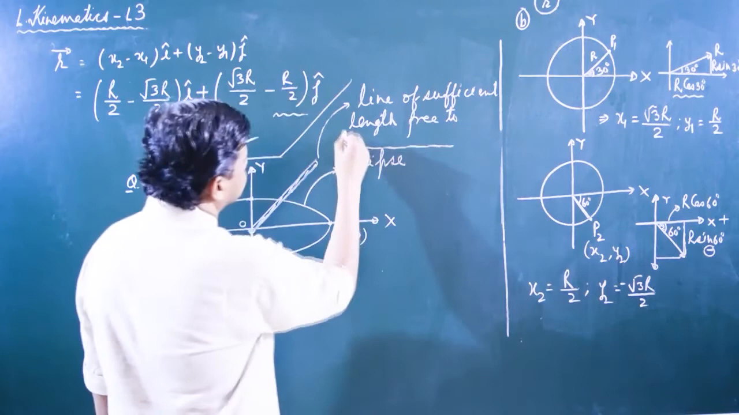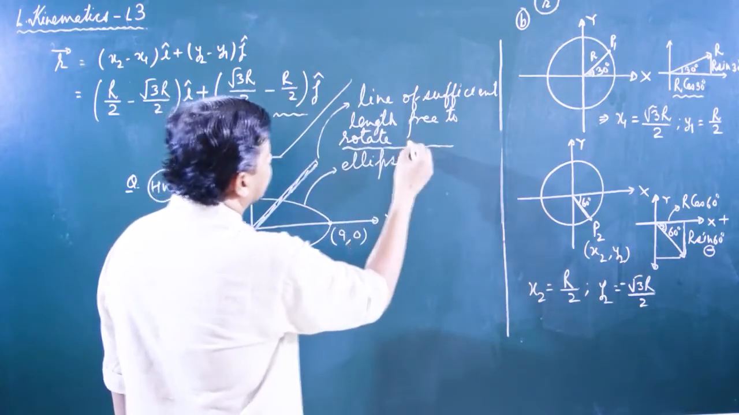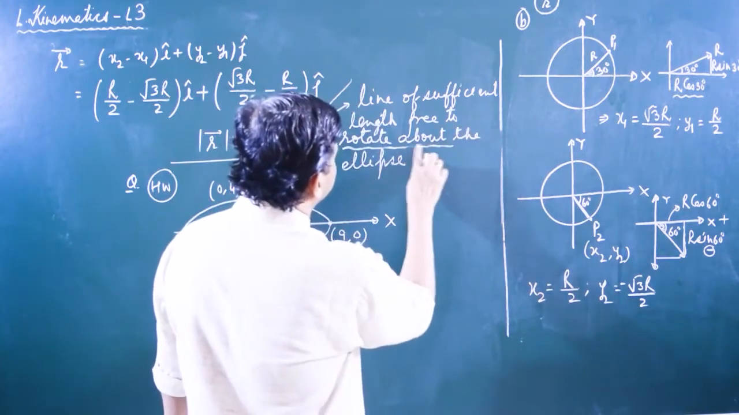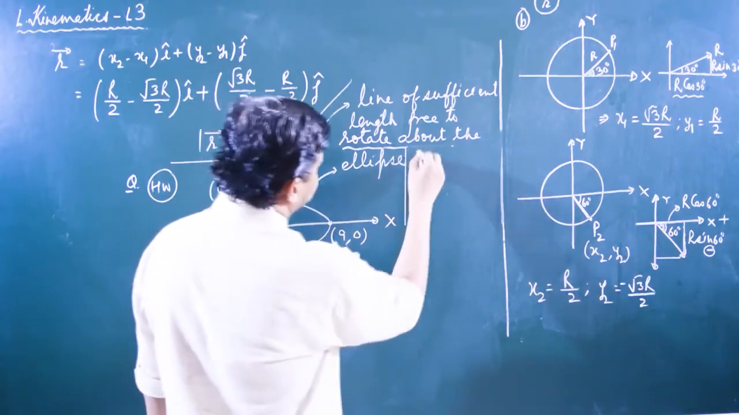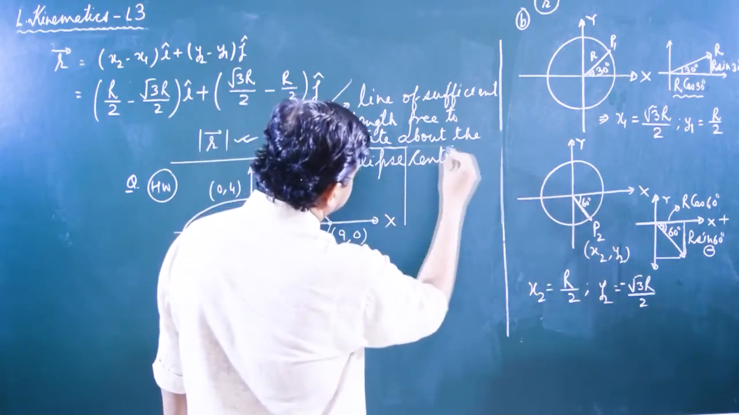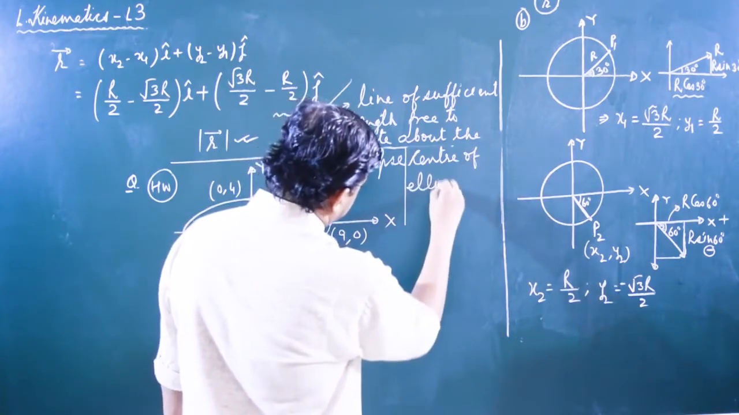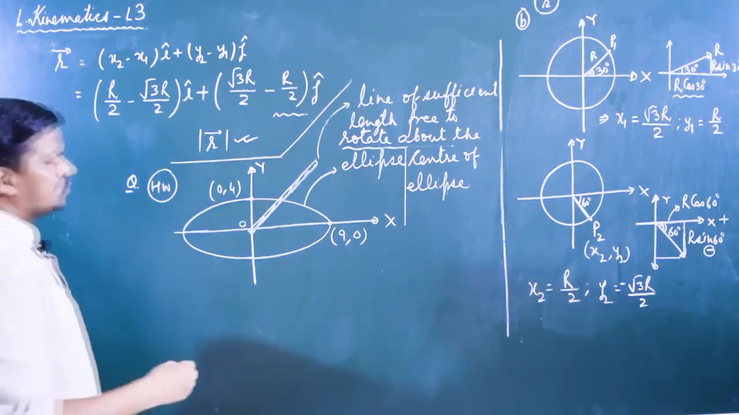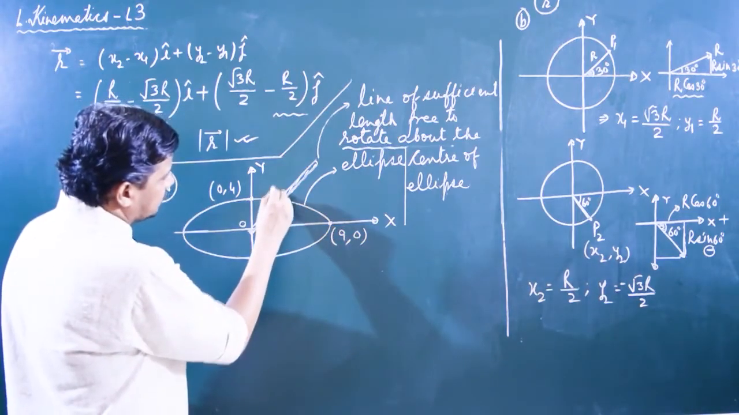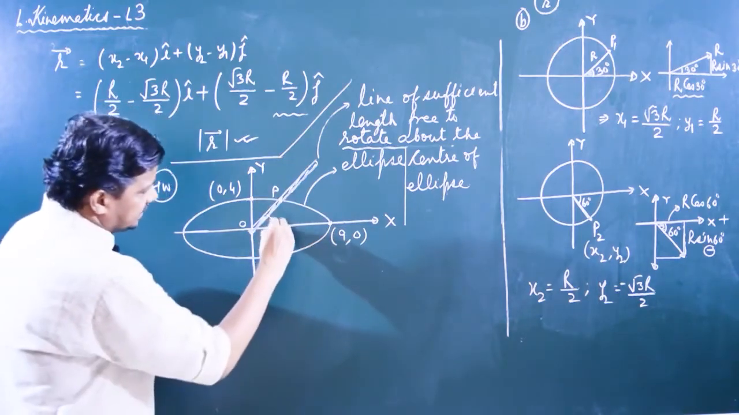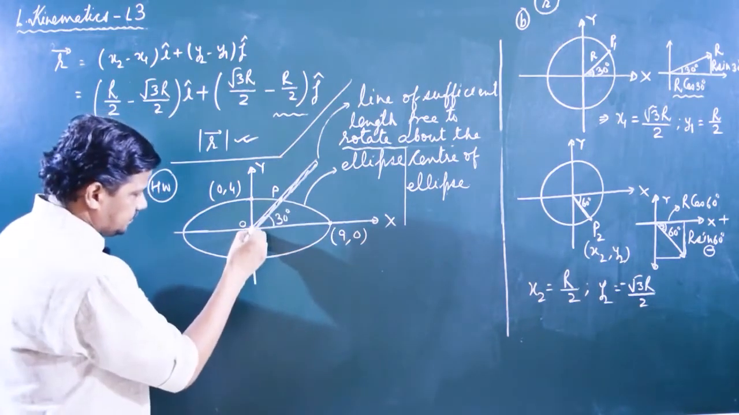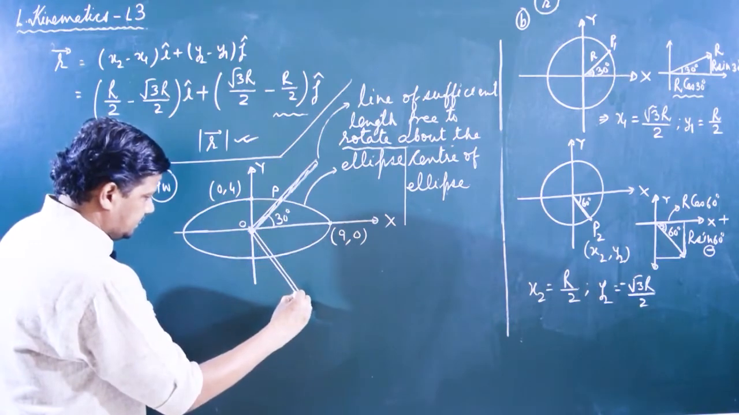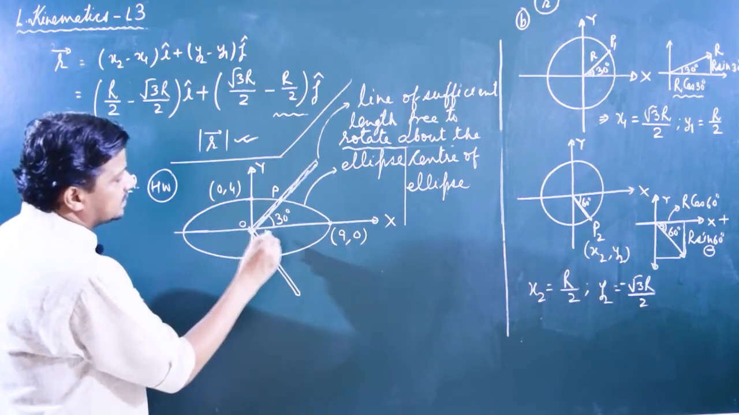Free to rotate about the center of the ellipse. Okay, now you have to find the displacement of mark P. This angle is suppose 30 degree, when the dot comes to this position.